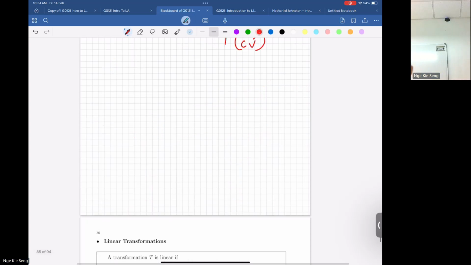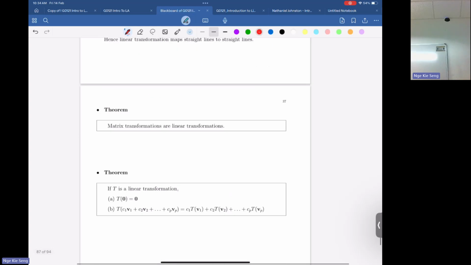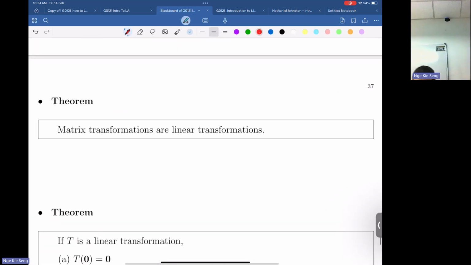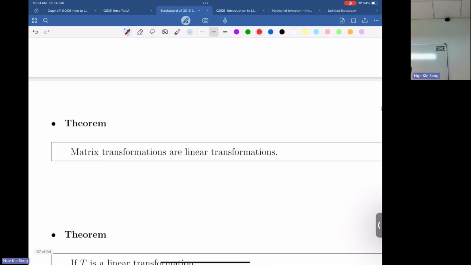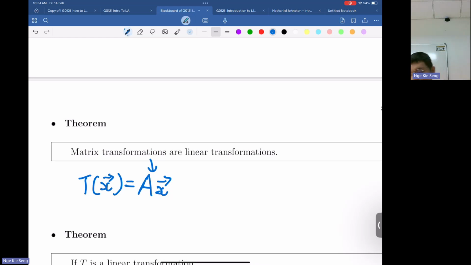Okay. So why do we talk about this linear transformation here? One theorem is matrix transformation, linear transformation. So what's this matrix transformation? This is exactly what we did just now. You have T(x) defined as some matrix A times x. This is called the matrix transformation. These are linear. So meaning what? You need to check that.